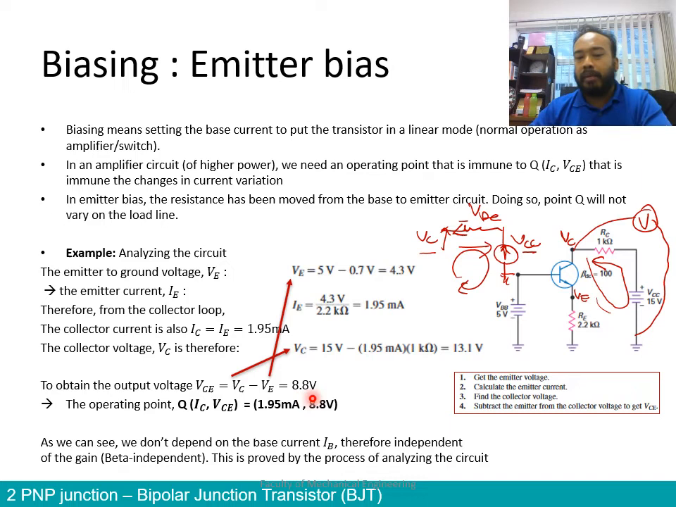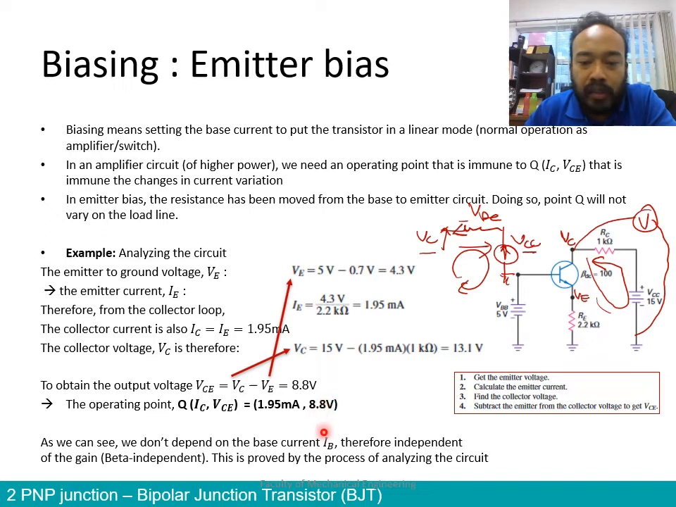So what you can remark over here is that it wasn't necessary to find the base current IB, right? As we can see, we don't depend on the base current IB. There's none in the calculation where we need to find the current IB. The calculation in the base loop is just helping us in finding basically IE.